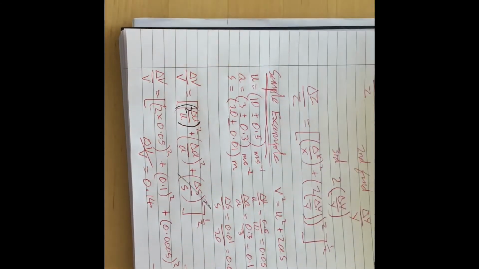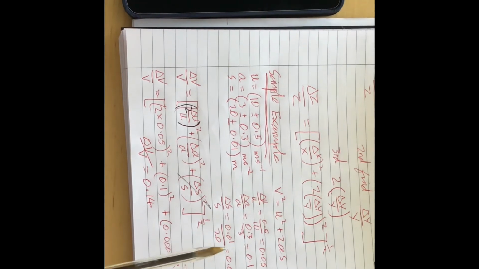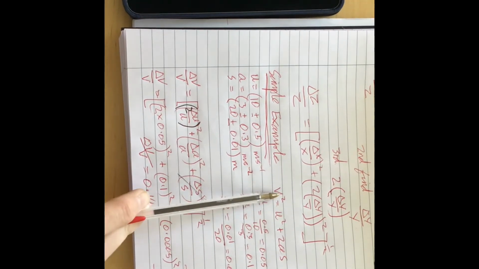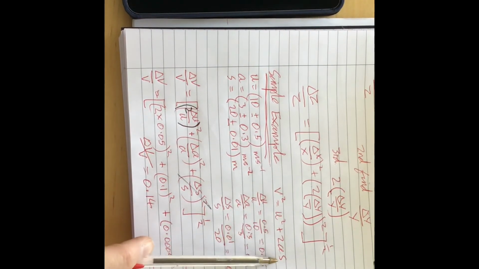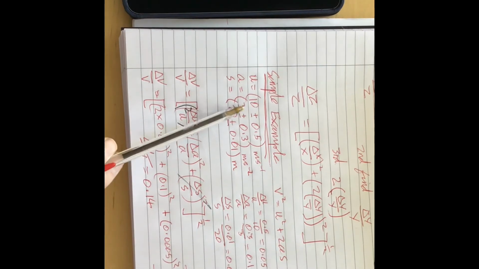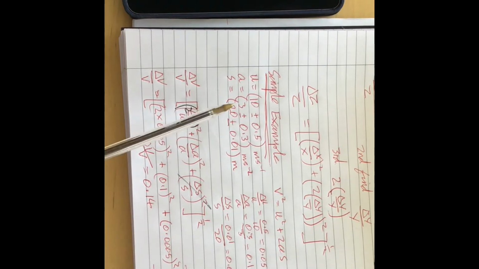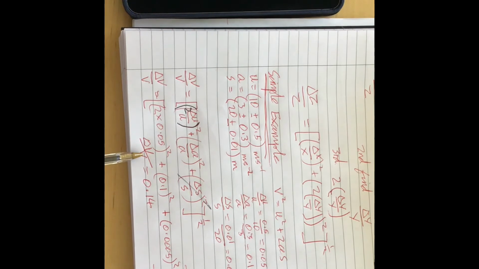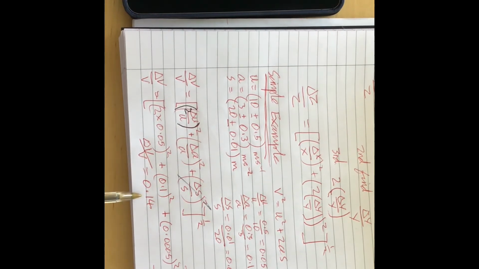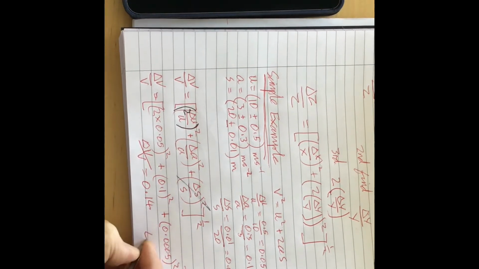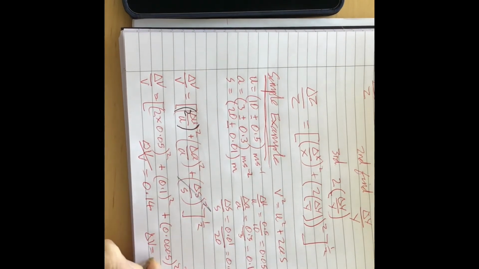And then, of course, what we need to do to find the absolute uncertainty is simply do the V squared equals U squared plus 2AS calculation with 10 for U, 3 for A, 20 for S. That will give us what V is, and then we multiply whatever that value is by 0.14 to get our delta V.